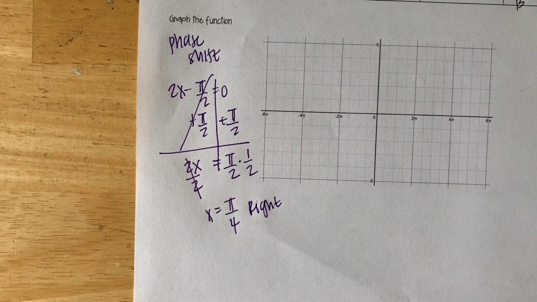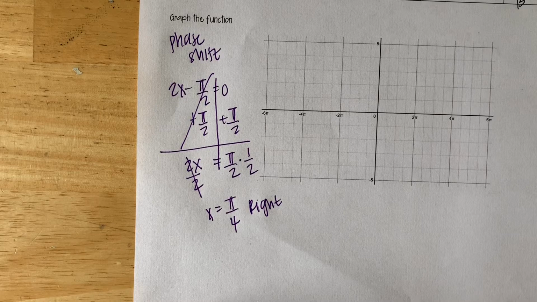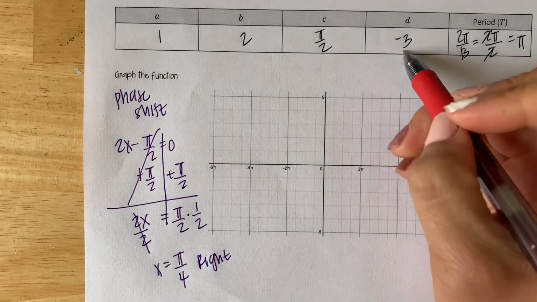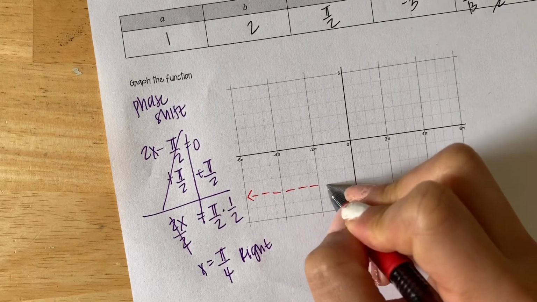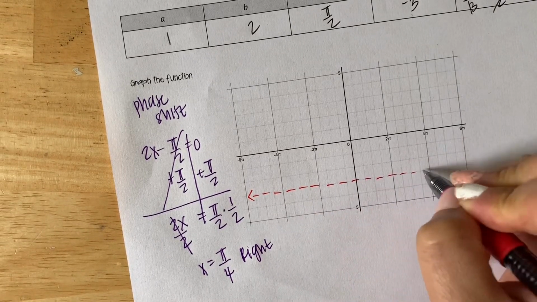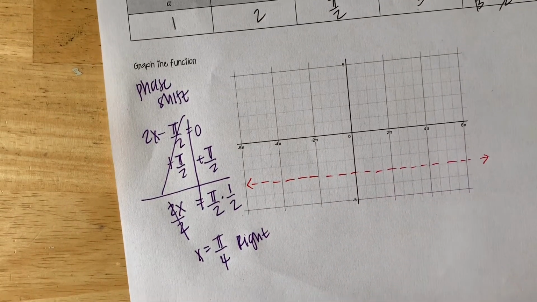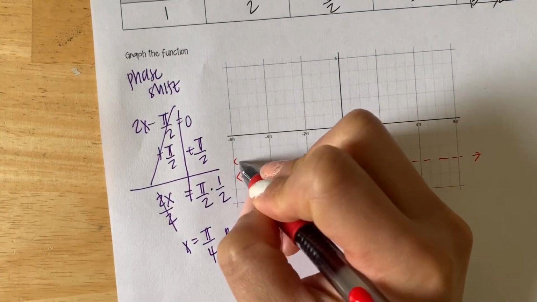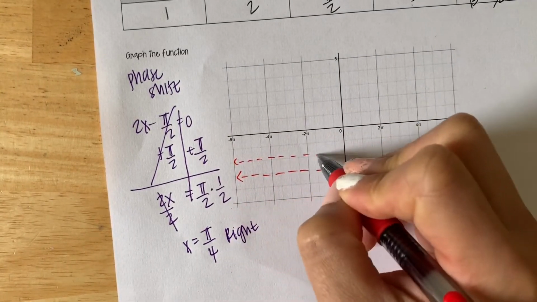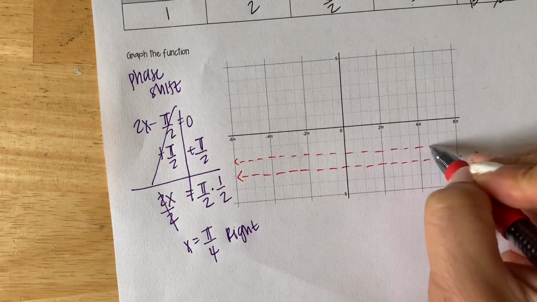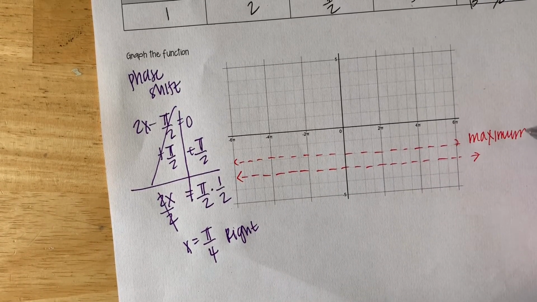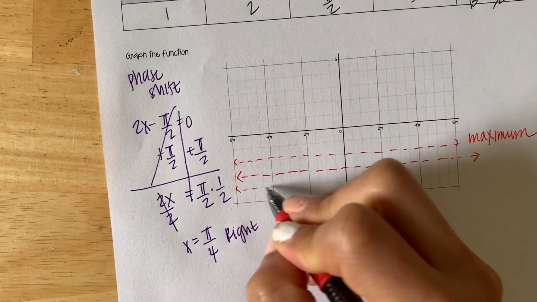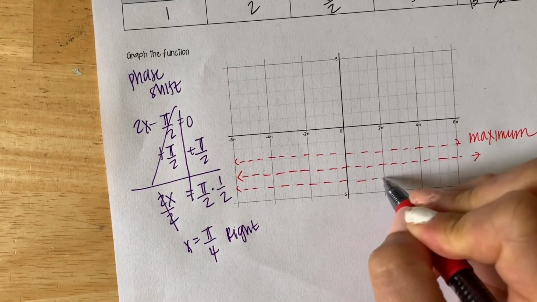Okay, let's go ahead and start off with our midline now. My midline is at -3, so I'm gonna go ahead and draw my midline. My amplitude is just 1, so I'm gonna go up 1. That is my maximum. And then from the midline, I'm going to go down 1. That there is going to be my minimum.